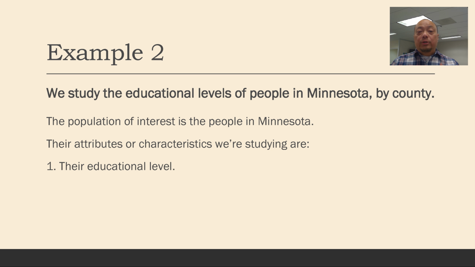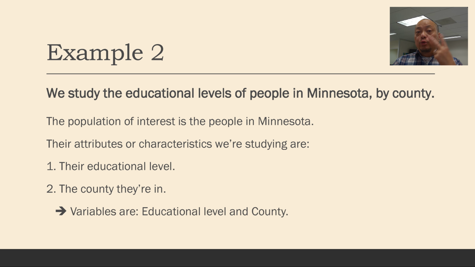Well, one variable is right in the statement of the question itself. It says we study the educational levels, so the educational levels is a variable. But look, we're studying the educational level by county. That means we're also observing and measuring, meaning writing down, the county that the people are in. That's the second variable. There are two variables here, and they are educational level and county.